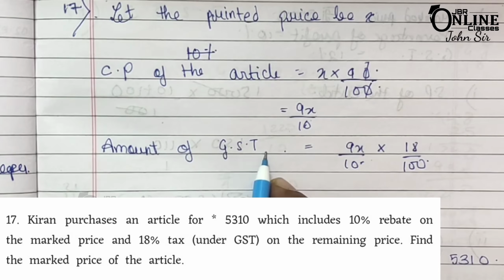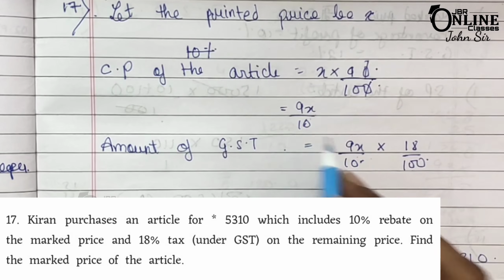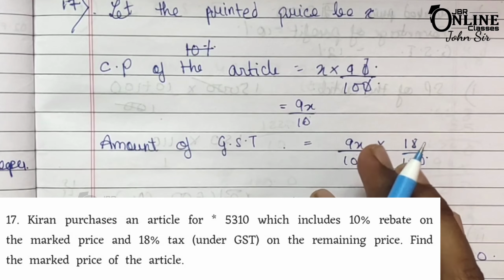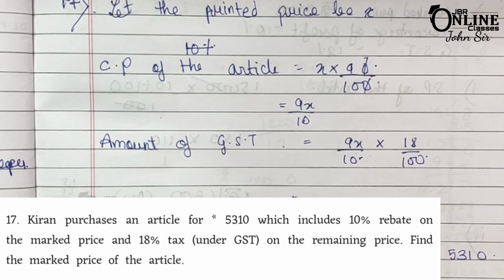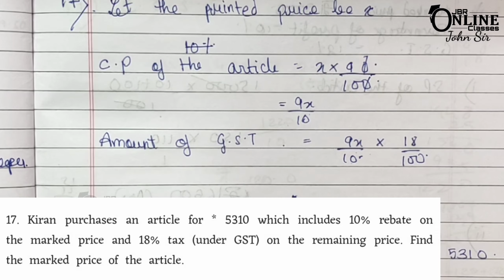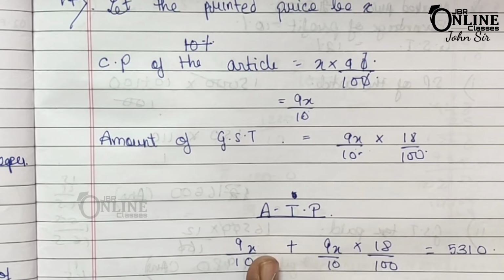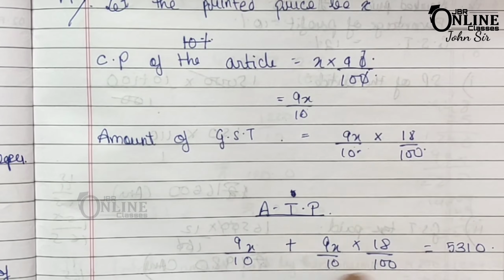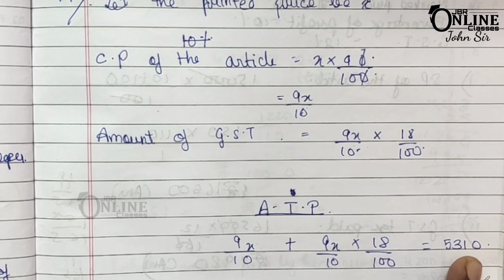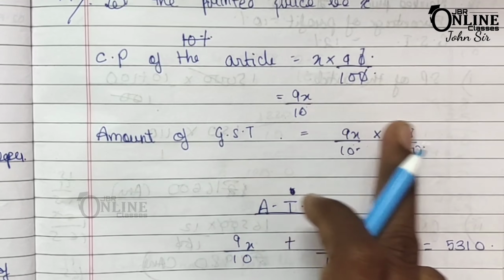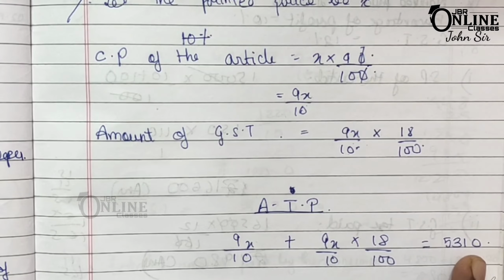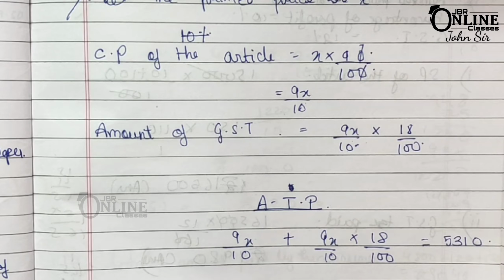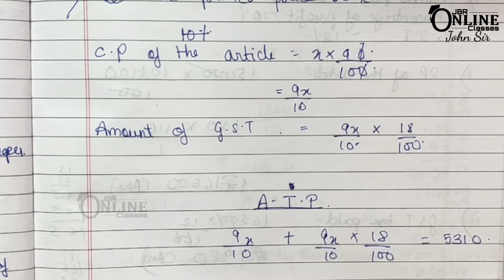Now here the amount of GST will be 18% over 9X by 10. So 9X by 10 into 18 by 100, that is the amount of GST. As Kiran purchases an article for rupees 5310, according to the problem, the cost price plus the tax will be equal to 5310. So 9x by 10 will be common, so 1 plus 18 by 100, that equals 5310.